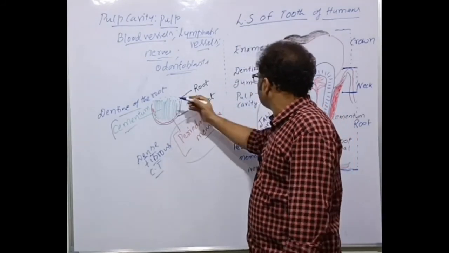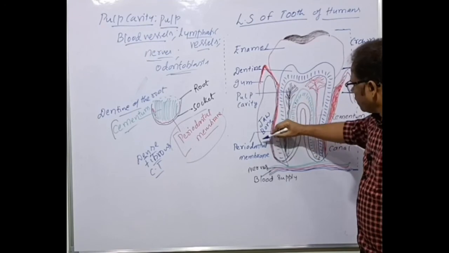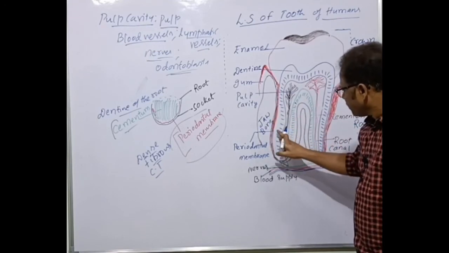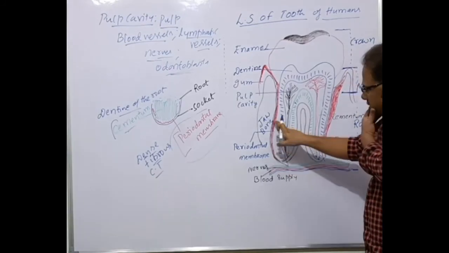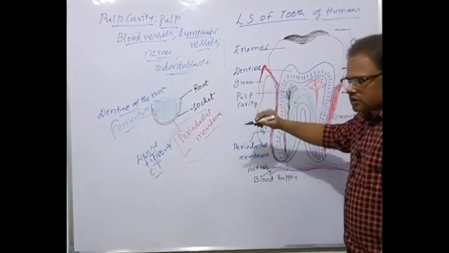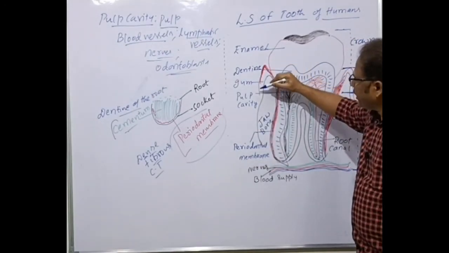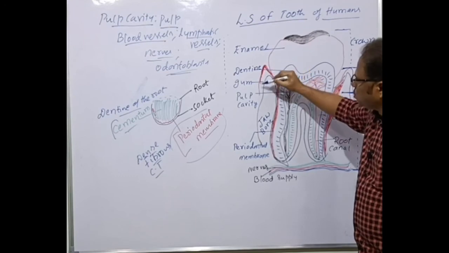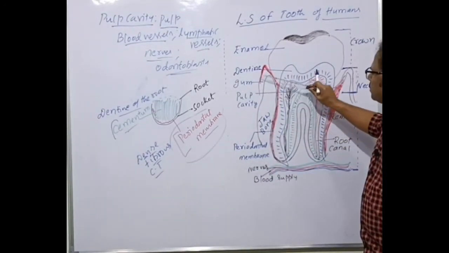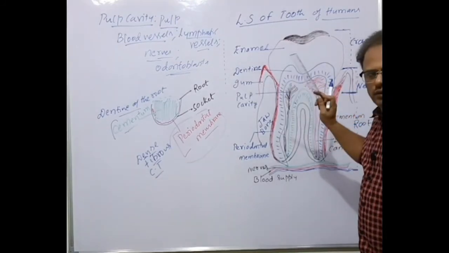Now, surrounding this is the periodontal membrane. Can you see, all of you? This is the periodontal membrane, and here is the jawbone. I told you already, isn't it? And sidewise, these are the gums. Each tooth is covered by the gums. See here, this is a gum which covers the tooth.